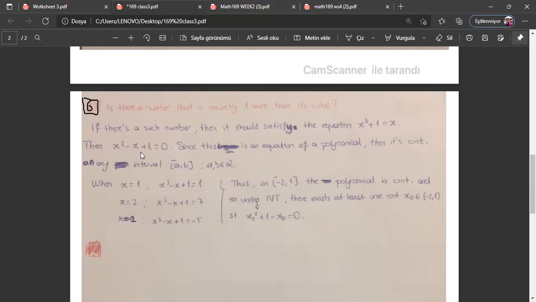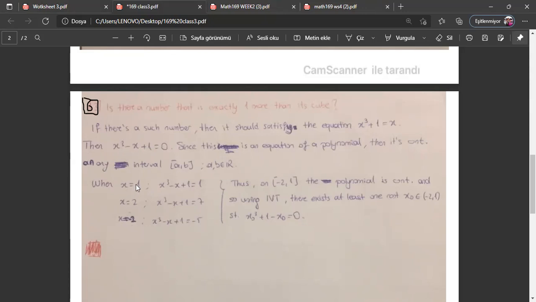Now it's a polynomial, so it's a continuous function on any interval a, b for some points in R. It's always continuous. It means if we can find some value which makes this equation greater than 0, and we can find another value which makes this equation less than 0, then by using the intermediate value theorem, we will conclude that this equation has a root. Now just try a few real values of x to find such that the function makes this equation greater than 0 and less than 0.